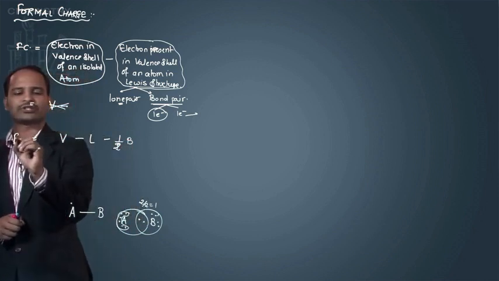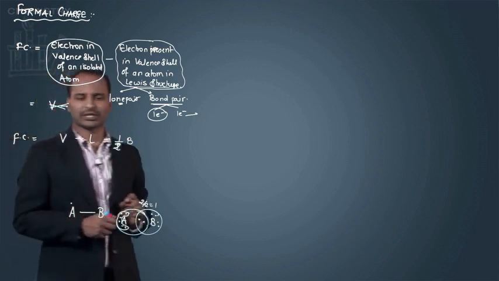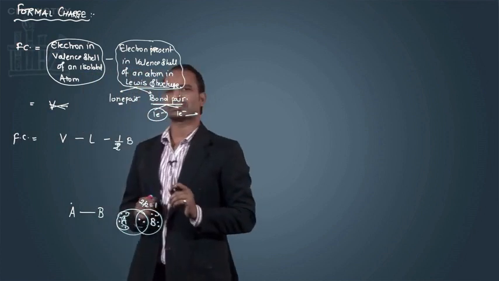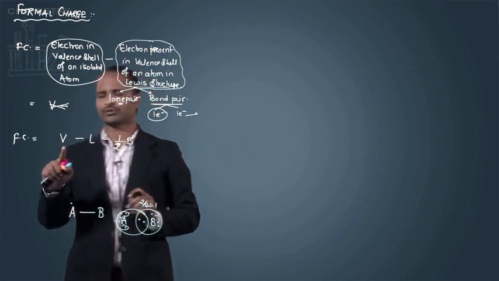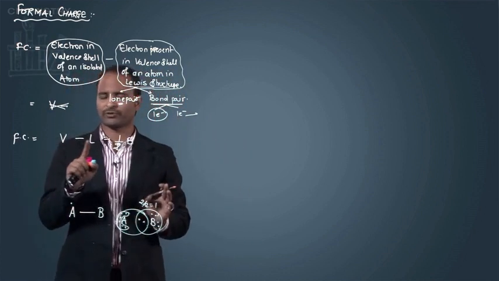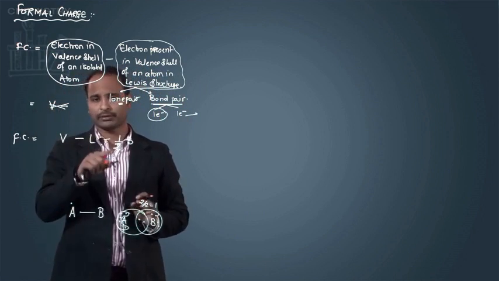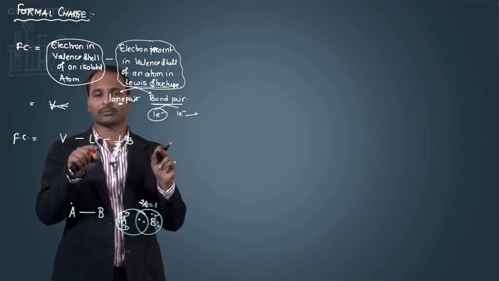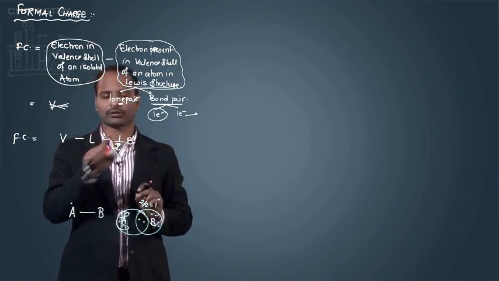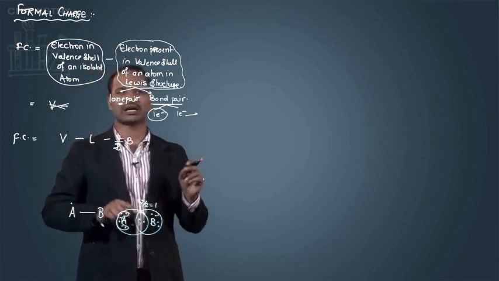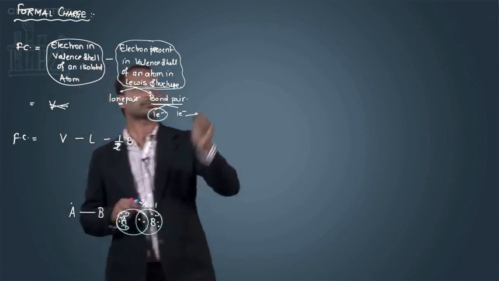So this is the formula which we use for calculating formal charge: V minus L minus half of B. V is the valence electron in an isolated atom when it was not forming a bond, minus the number of lone pair electrons. You do not write the number of lone pairs, you have to write the total number of electrons. And here half B is half of the bond pair electrons.